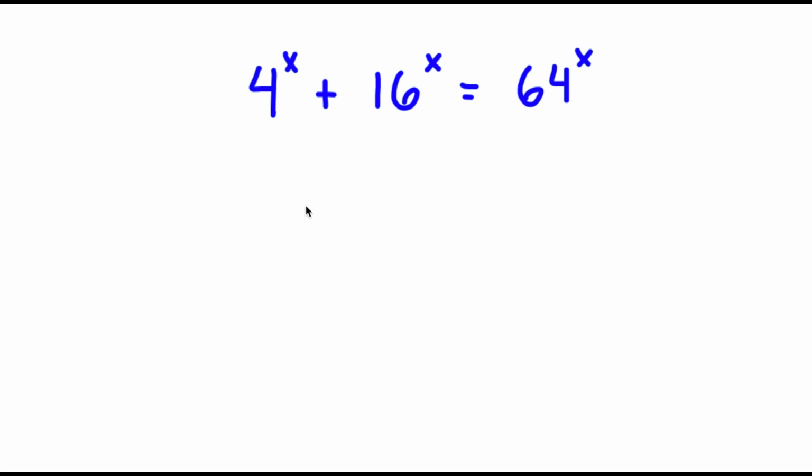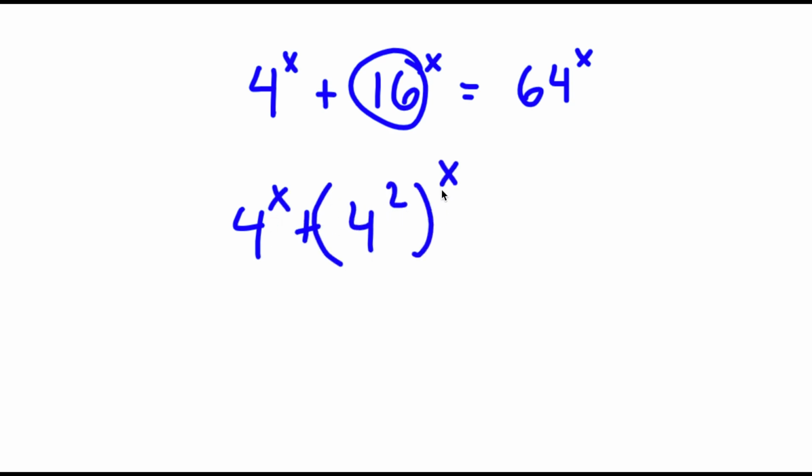Alright, so in this problem, I have 4 to the power of x plus 16 to the power of x is equal to 64 to the power of x. Now, 16 I can rewrite as 4 squared. So now I have 4 to the power of x plus 4 squared to the power of x. And now 64 I can rewrite as 4 to the power of 3.